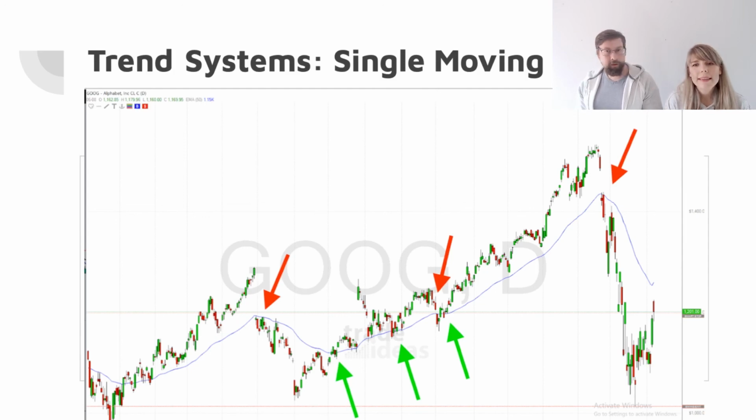Now, I see that right after that red arrow, where you would have shorted, it looked like there was a little bit of a comeback. A nice green streak up. And that one ticked a little bit above, or is that just the wick? That's usually just the wick.